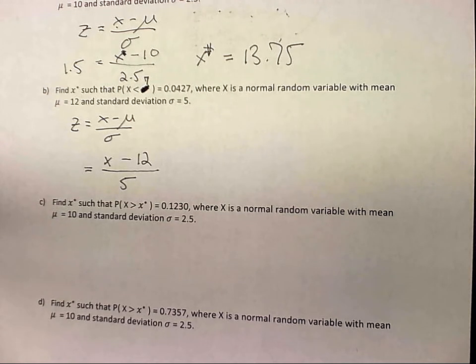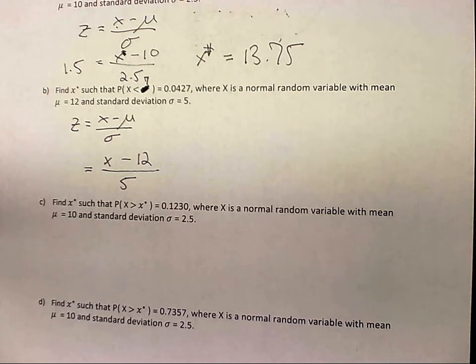Again, to the left of 7. Is everybody good with that? So, to the left of 7, or any number that you want, we'll call it x star here again in a minute. To the left of something, we have 0.0427.